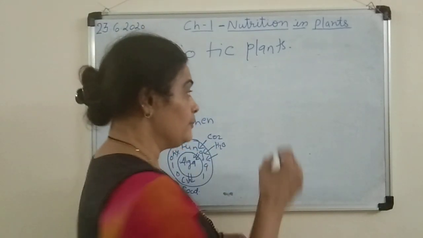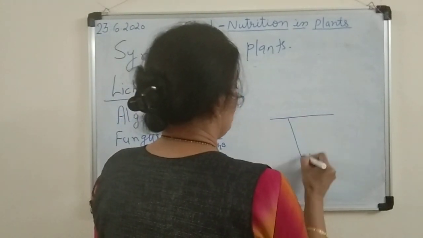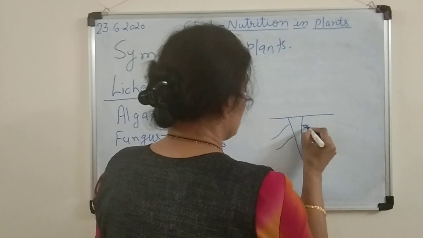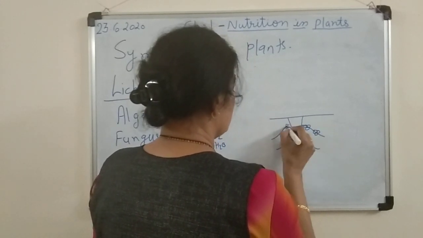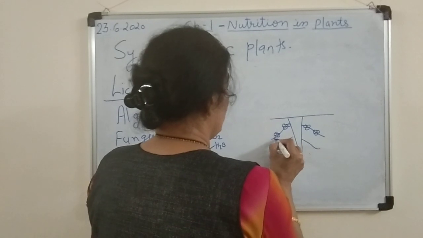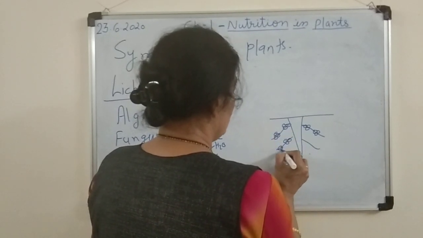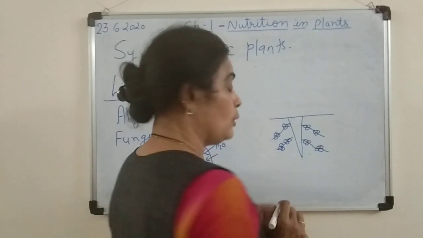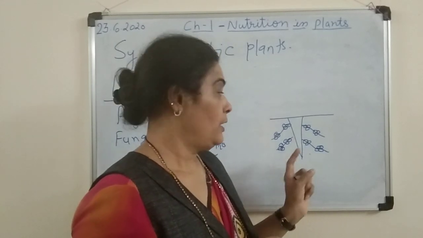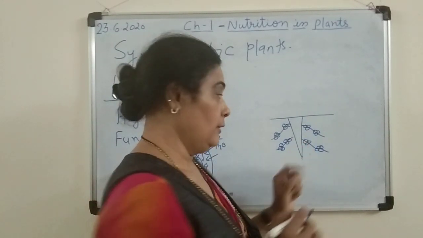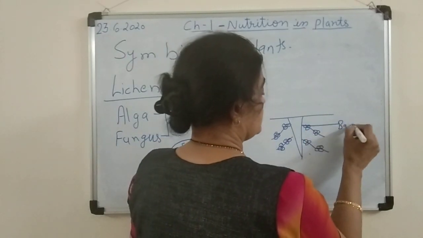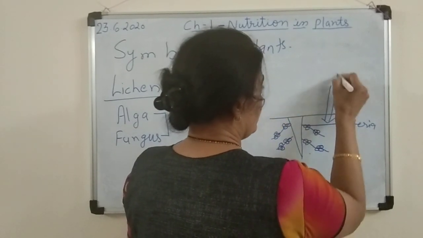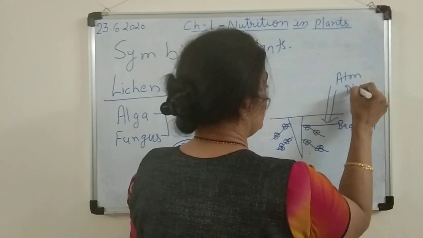Another example is the leguminous plants. The roots of the leguminous plants have bacteria residing in them. If you pluck a pea plant and look at its roots, you will find that the roots are swollen, beaded roots. These beads actually contain the bacteria. These bacteria can fix atmospheric nitrogen into the soil.